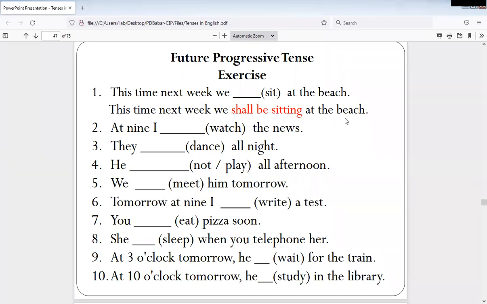Okay, so this is the very simple one, first sentence. Then move towards the second one. Let's see the second. At 9 I, in bracket, watch the news. What will be the verb structure here? Tell me.